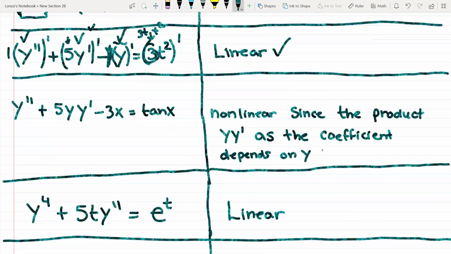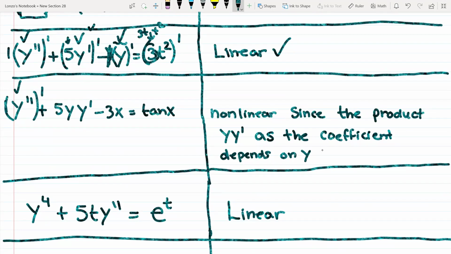Let's look at this one. So why is this nonlinear? Well, let's look at each term. This one, y double prime, is like the second derivative. Yes, it's technically to the power of one. And yes, the coefficient does not have a letter y, right? So that works.